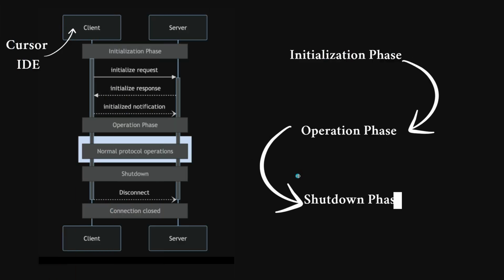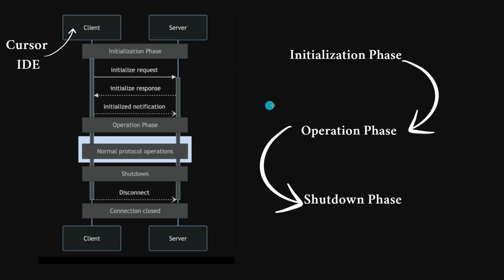So now let's talk about lifecycle management, which is a key concept to understand how the client and the server communicate with each other. In lifecycle management, these are the overall stages: we have the initialization phase, then the operation phase where the real communication happens, and then the shutdown phase.